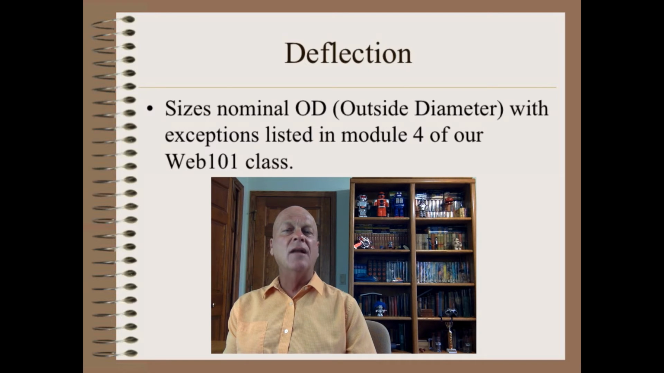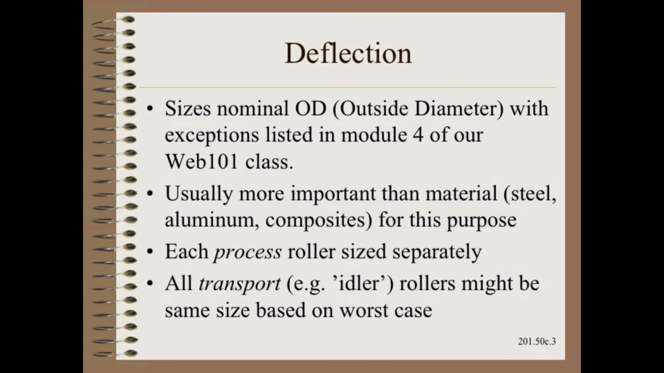We often use a Class B as a quality standard good enough for most process and transport rollers alike. In our class and in the book, we listed several specific exceptions that may require upsizing the roll even more than deflection requires. Also, as we discussed, some of the applications might be better off with classes tighter or looser than B. However, the most important conceptual point comes from the physics of deflection.